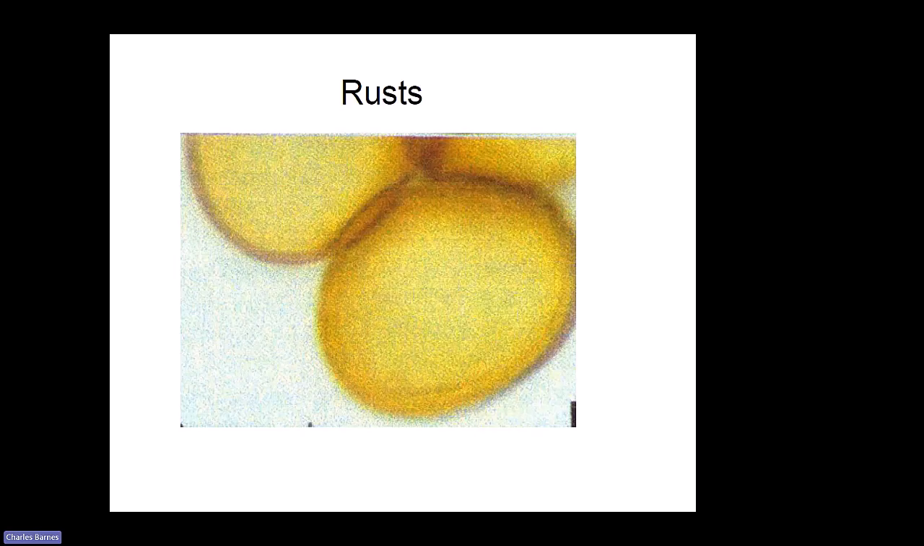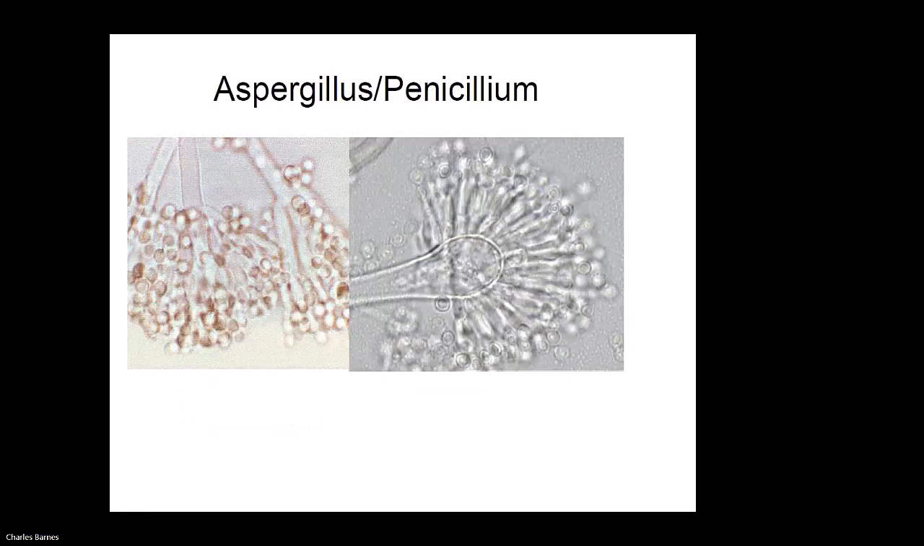Rust is another plant pathogen. You see rust on wheat around here. You get a lot of wheat rust, and so during the wheat harvest, it's not unusual to see moderate counts of wheat rust. And then Aspergillus and Penicillium.